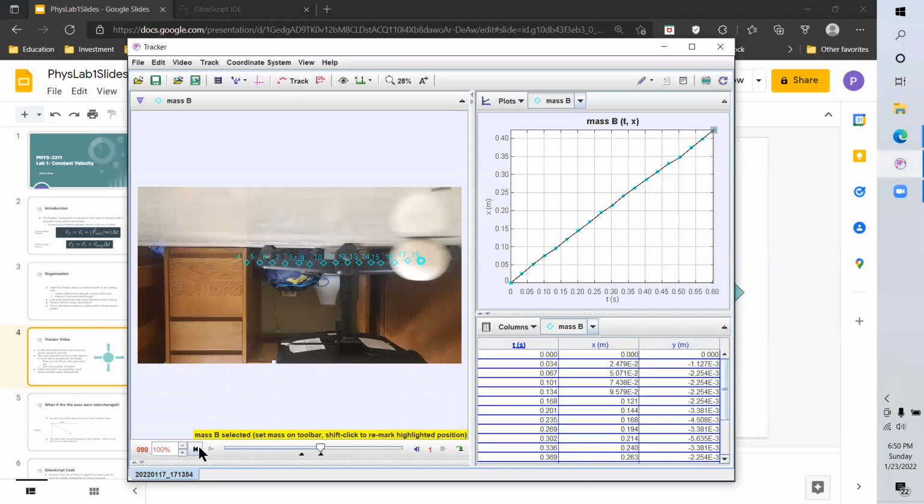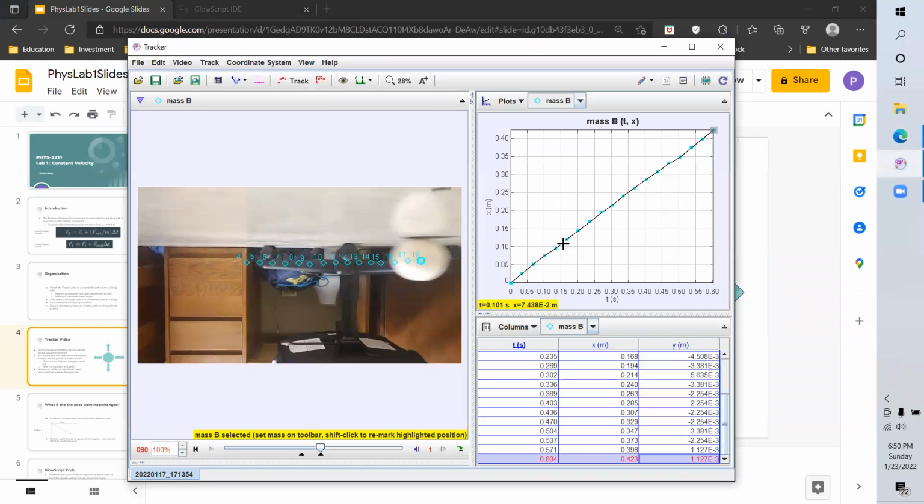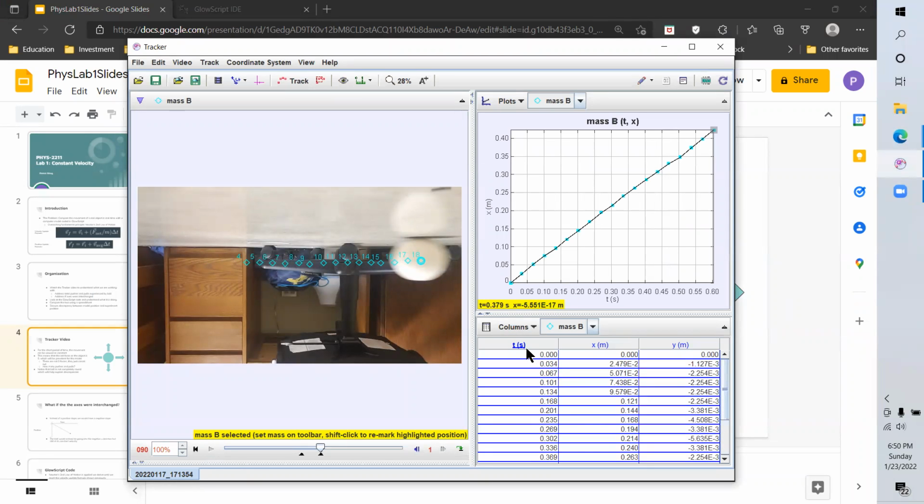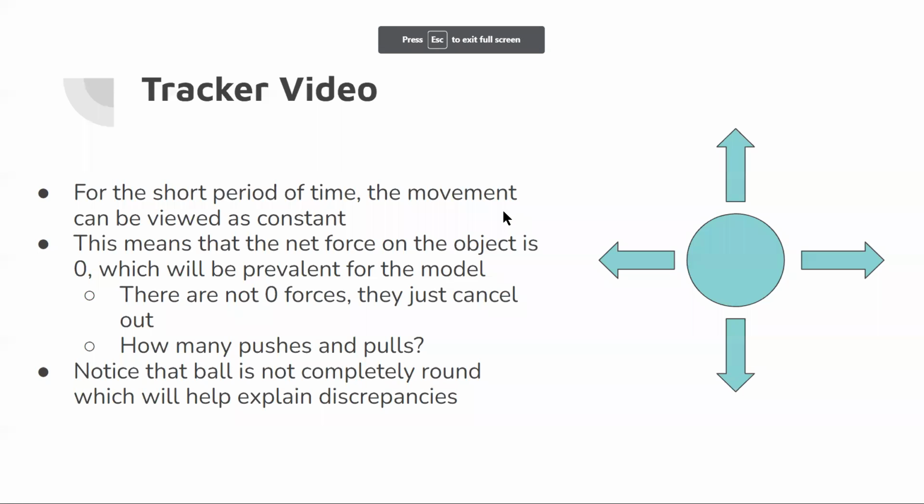So here we have a white ball moving at constant speed. We can see that the movement is relatively linear, and then we have data points regarding time and the distance it traveled over those different periods of time. So for the short period of time, we could see that the movement could be viewed as constant because it seems that the white ball is moving at a relatively constant speed. This means that the net force on the object is 0, which would be prevalent for the model. But this doesn't mean that there are 0 forces. This just means that the net force is 0, which means that the forces could cancel out.